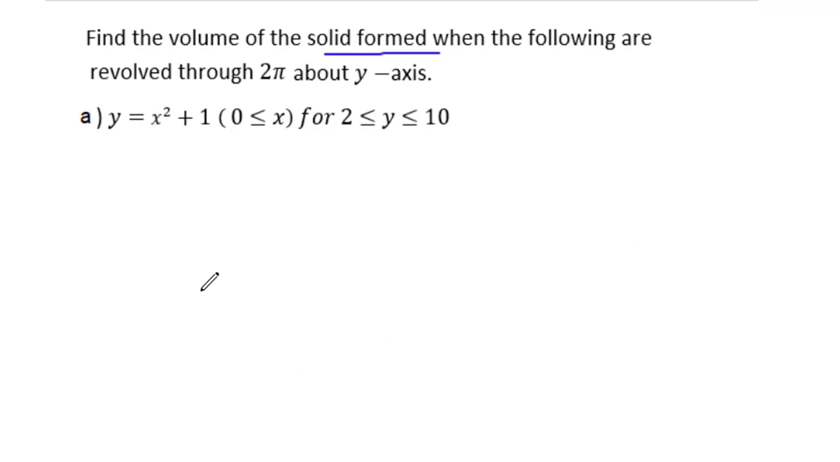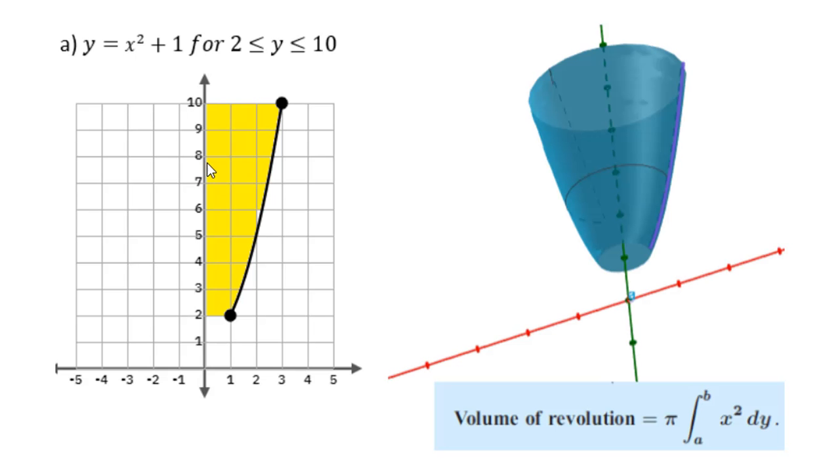Let's go to the first example. Find the volume of the solid formed when the following are revolved through 2 pi about the y-axis. For A, y equals x squared plus 1, for y between 2 and 10. You can see the graph like this. This shaded area will rotate across the y-axis. You will get this kind of solid. For this solid, we can use the disk method to figure out the volume.